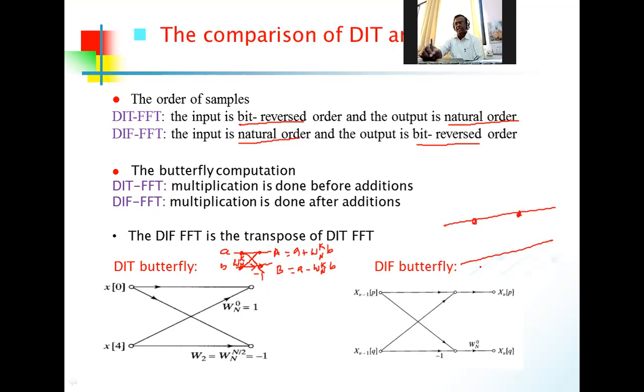You need to remember this simple butterfly diagram for solving the examples related to DIT and DIF. This is A and this is B, here it is minus 1, and here the multiplier is omega n to the power n. So the answer we get is A equals A plus B, and B equals A minus B multiplied with the term omega n to the power n. So this is the main difference in the butterfly diagram of DIT and DIF.